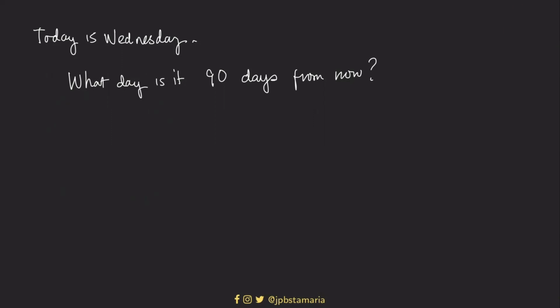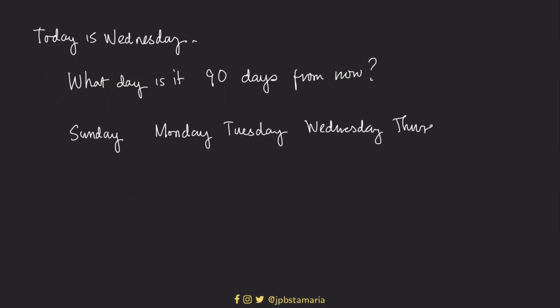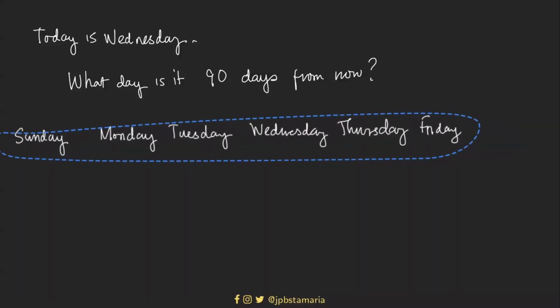Modulo 7 arithmetic. So, meron kang Sunday, Monday, Tuesday, Wednesday, Thursday, Friday, naku, kulang space, and Saturday.